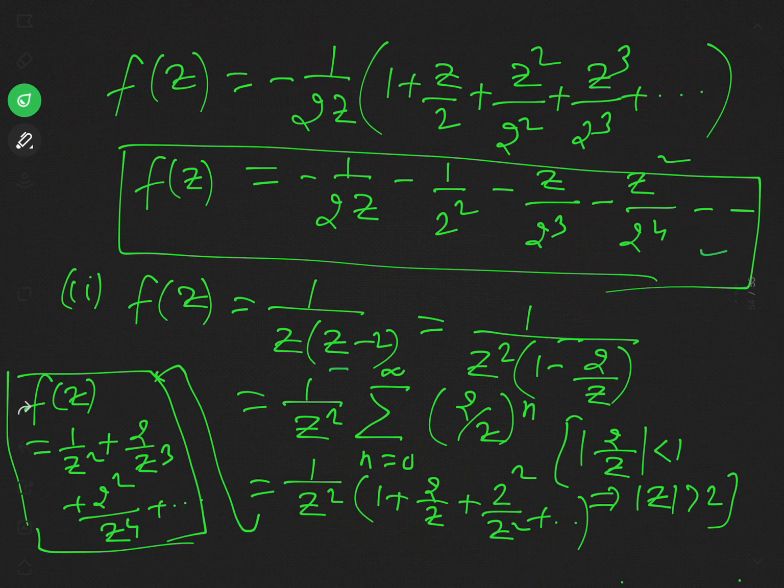And so now expand this in binomial expansion, and you can see this is 1 over z square into 1 plus 2 by z plus 2 square by z square, and now let us multiply by this factor. You will get this result, that f of z is 1 over z square plus 2 by z cube plus 2 square by z4, and so on.